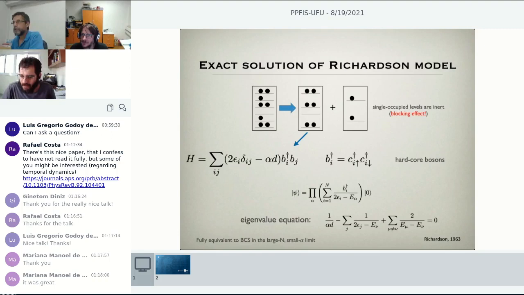Just to mention here that Rafael Costa made a comment here that may interest Edson, who was asking about the temporal dynamics. He gives a reference of a paper that talks about temporal dynamics. So anyone who is interested, the reference is here. Thank you for the reference.